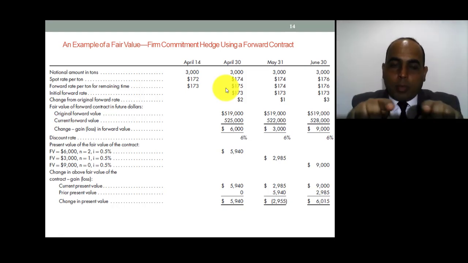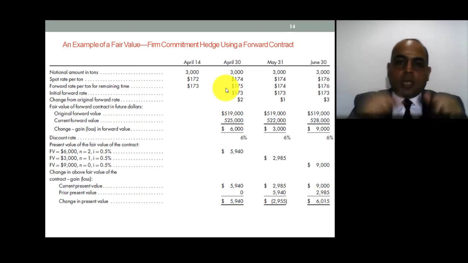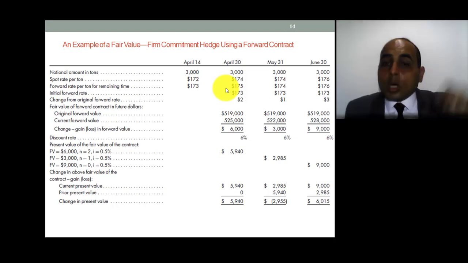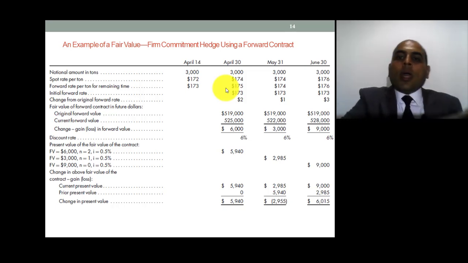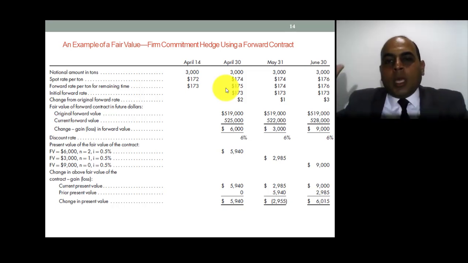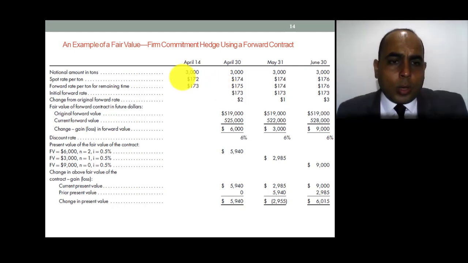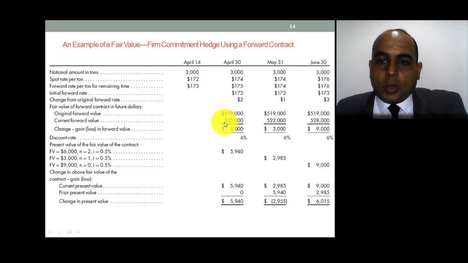In this example, we have fixed the price to buy inventory at 173. The prices increased to 175. It means that because we have entered into this kind of forward contract, we have a gain, because we will buy at 173 where the prices increased to 175. Here, how will we calculate it? Original forward value 519, but current forward value 525.